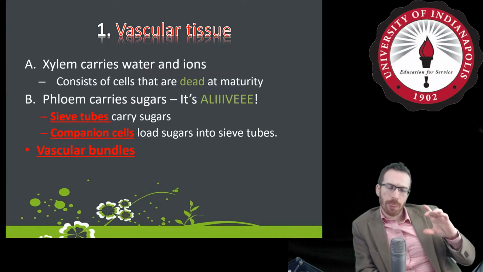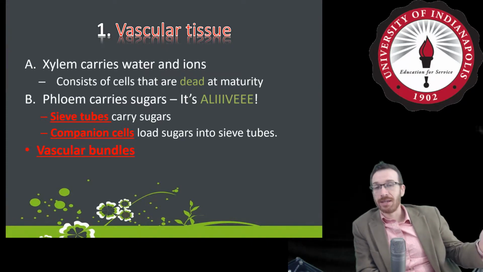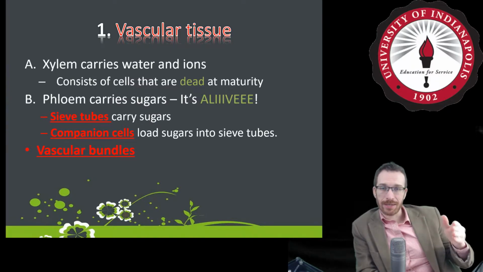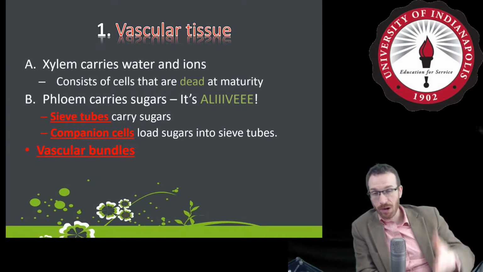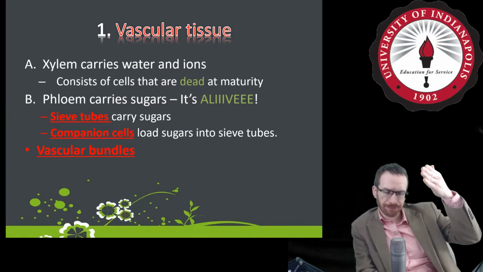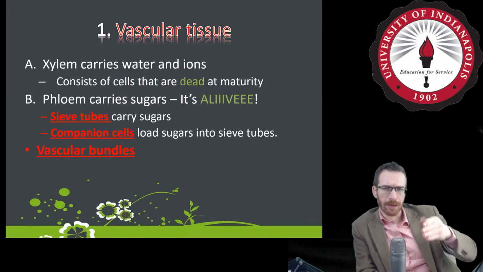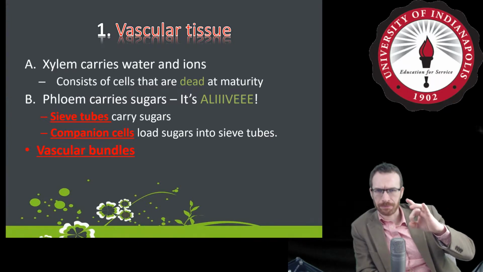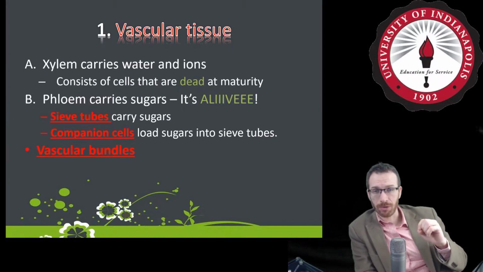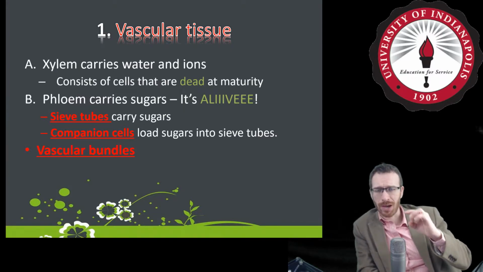Vascular tissue is going to make up veins in leaves. These veins, when looked at in a cross section, basically taking a leaf, cutting it, and then looking at the cut, a vein turns into a circle, right? That circle is called a vascular bundle. So xylem and phloem are in that vein.